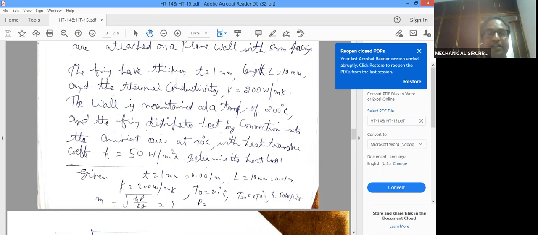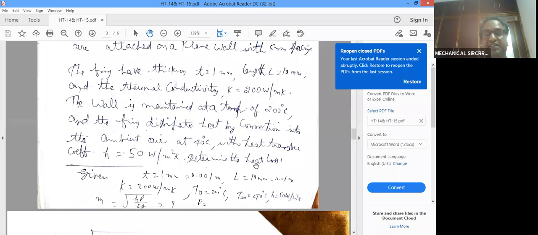The thermal conductivity is 200 watt per meter Kelvin. The wall is maintained at a temperature of 200 degrees centigrade, that is T naught at x equal to 0. The fins dissipate heat by convection, so heat is being convected out into the ambient air. The ambient air is at 40 degrees centigrade, that's why T free stream is 40 degrees centigrade, with heat transfer coefficient h of 50 watts per meter square Kelvin.